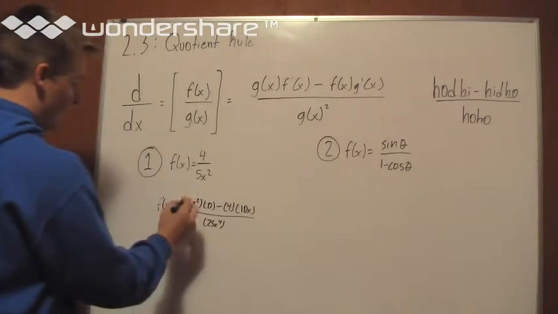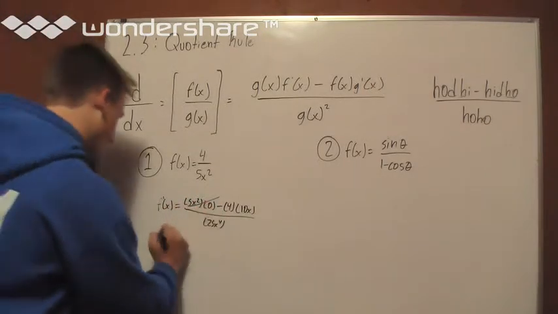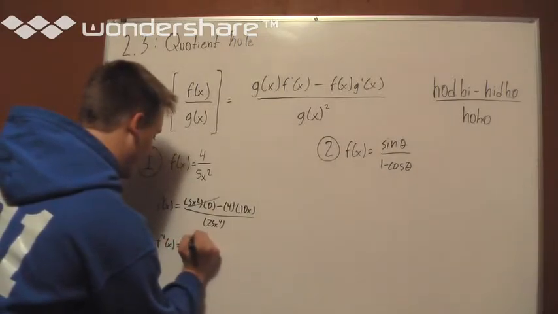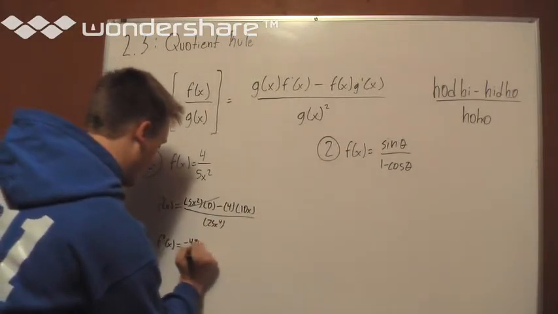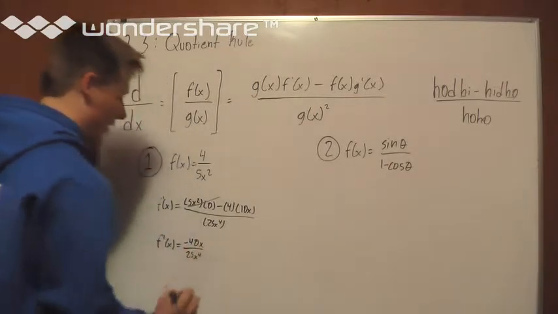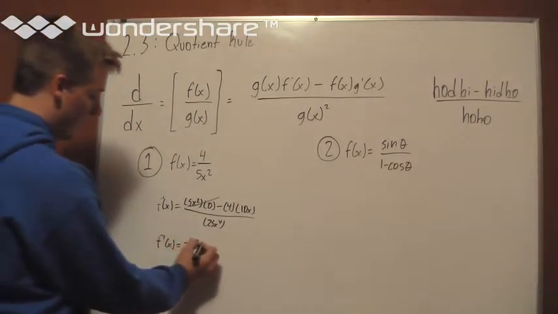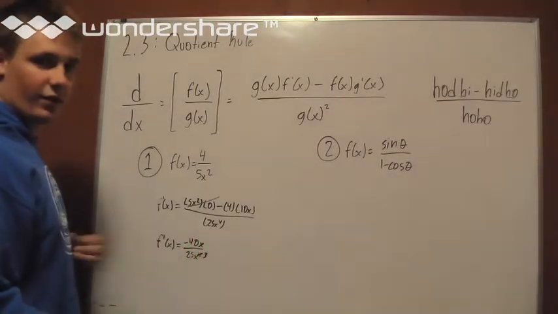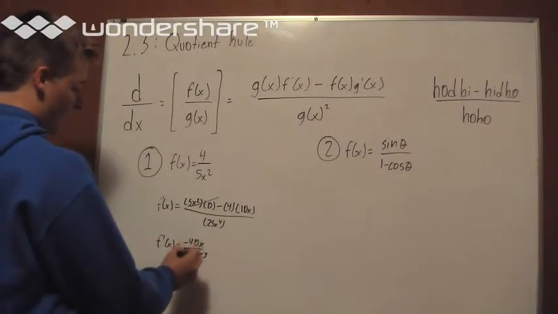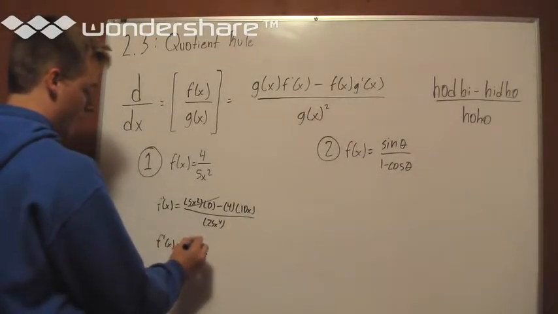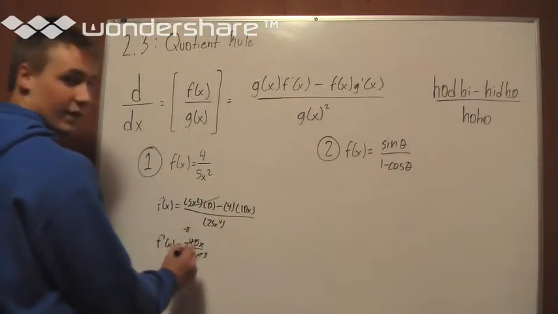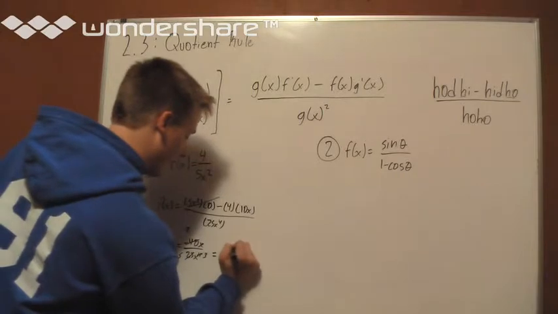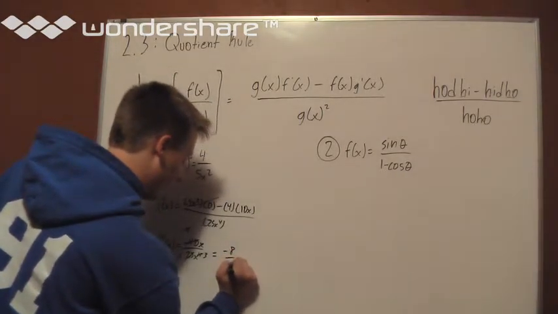Simplifying this, we see that this cancels out because it's just 0. So all we're left with is the derivative of f of x equals negative 40x over 25x to the fourth. Looking to simplify this, we can take an x out of the top and an x from the bottom, leaving us with x to the third at the bottom. And then we can take 5 out of both of these numbers. Taking 5 out of 40 is negative 8, and taking 5 out of 25 is 5. So our answer is negative 8 over 5x to the third.